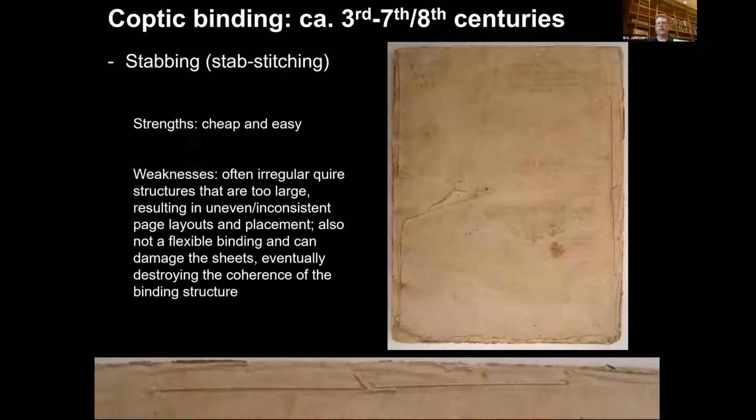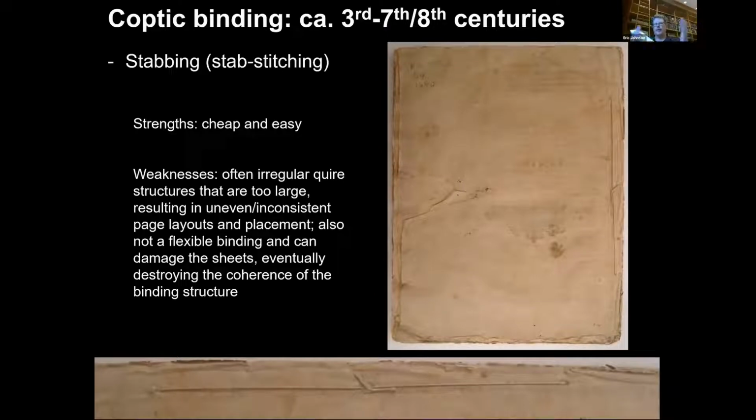The weakness, however, is that it's often irregular in terms of the quire structures that compose it. During the Coptic period, you might see a quire that consists of 10 bifolia, but you could equally commonly have a quire that would be 20, 30, or 40 bifolia, all then stabbed through with a single thread that binds it together. When you have larger quires like this, what you wind up getting when you fold them and then stab stitch them is irregular placement of the text blocks.